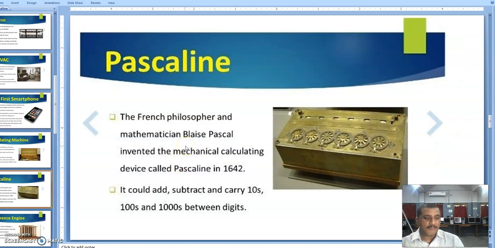Later, in the year 1642, Blaise Pascal, the French philosopher and mathematician, developed one more calculating device and named it the Pascaline calculator. In which year was it developed? In the year 1642. The mechanical calculating device called Pascaline could add, subtract and carry tens, hundreds and thousands between the digits. The first Pascaline could handle only 5-digit numbers, but later versions were able to handle 6 and 8-digit numbers as well. That is about the Pascaline calculator.